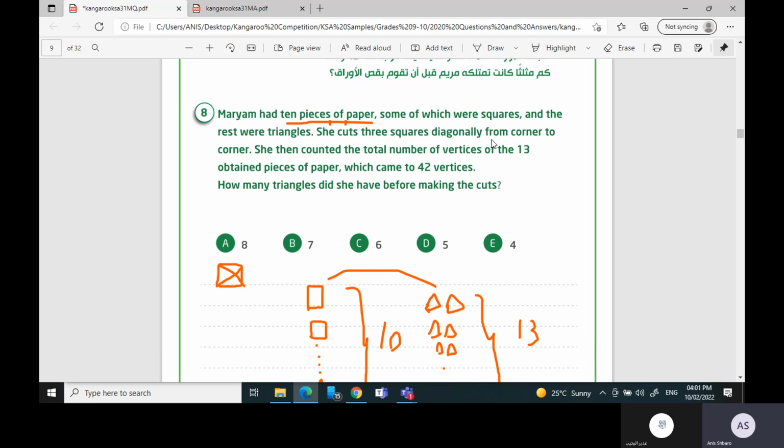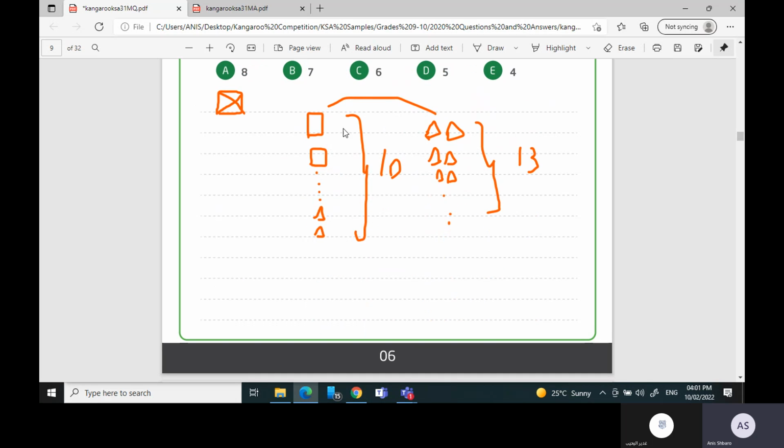Now we will continue. She then counted the total number of vertices of the 13 obtained pieces of paper. Of course, she will have 13 shapes because we have 3 squares cut diagonally to obtain 2 triangles from each square. So we have 2 triangles, 2 triangles, 2 triangles instead of 3 squares. Of course, we're dealing with an increase of 3 shapes, from 10 shapes to 13 shapes.